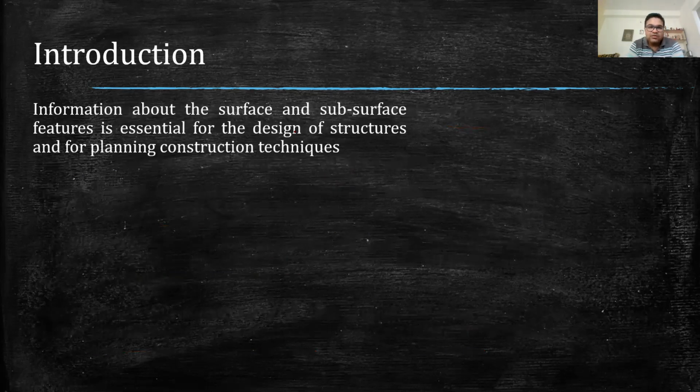So the information about the surface and subsurface features is very important for the design of structure. Surface is basically on the ground, and subsurface means below the surface. If we are constructing any structure, say a tunnel below the ground, that comes under the domain of subsurface features. So it is very important to understand what the condition is, what the topography is, and whether it is plain ground or undulation is there. All these conditions are very important to understand before constructing any building, so that we can plan the construction technique for constructing any structure.